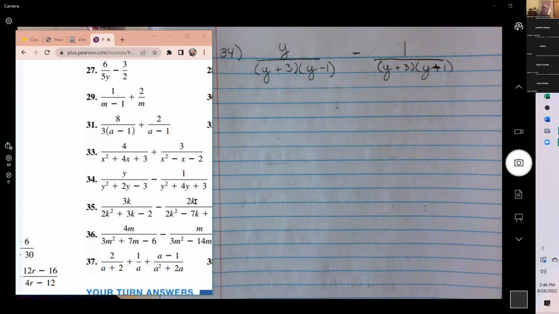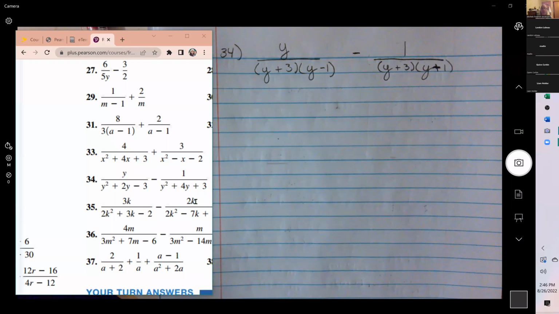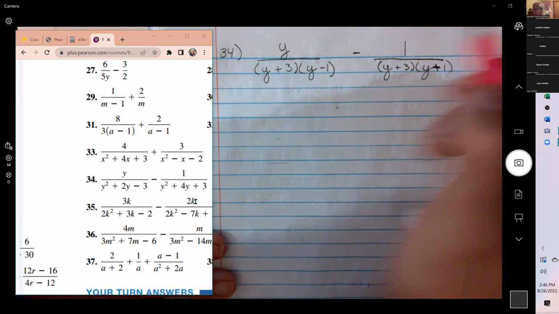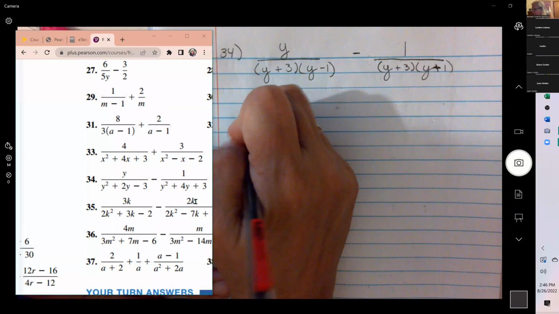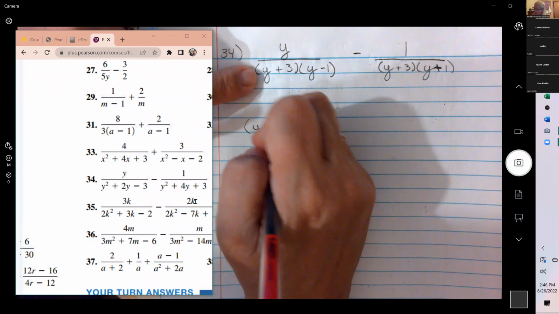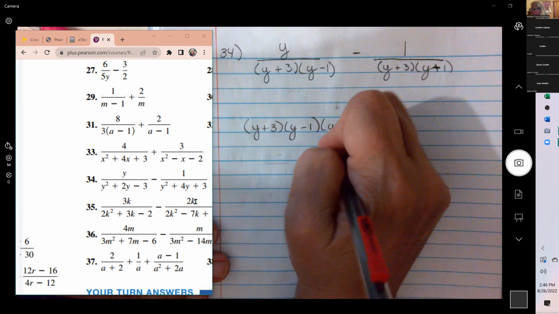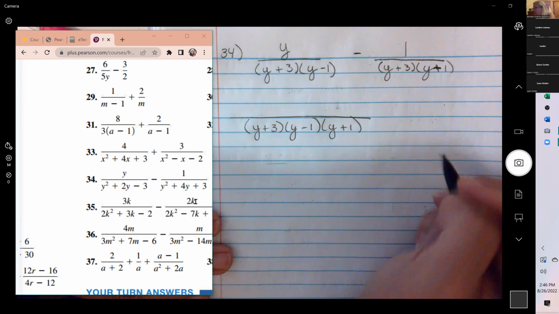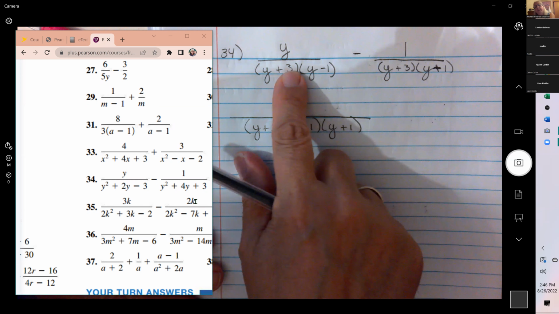Now, what's nice in section 4, when you have these, because you have an equation, you can actually get rid of the fractions. But in this section, you have to keep them. Take one of everything. So our denominator is going to be the y plus 3, y minus 1, and y plus 1. So we need one of each. I didn't repeat this one because I already had it.